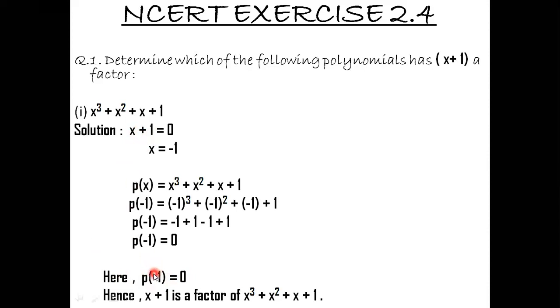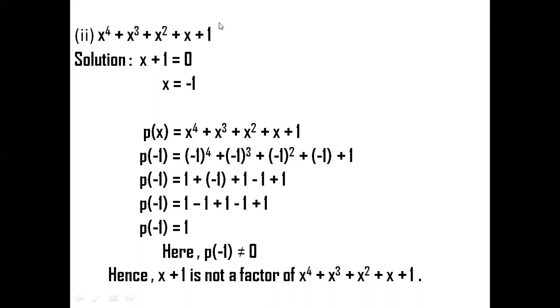Because where did we get minus 1 from? It is from this equation, this polynomial. So what would I say? That since p of minus 1 is 0 and minus 1 was obtained from this polynomial, I would say this polynomial, that is x plus 1, is a factor. Why is it a factor? Because the answer is 0. Let us get into the second question.